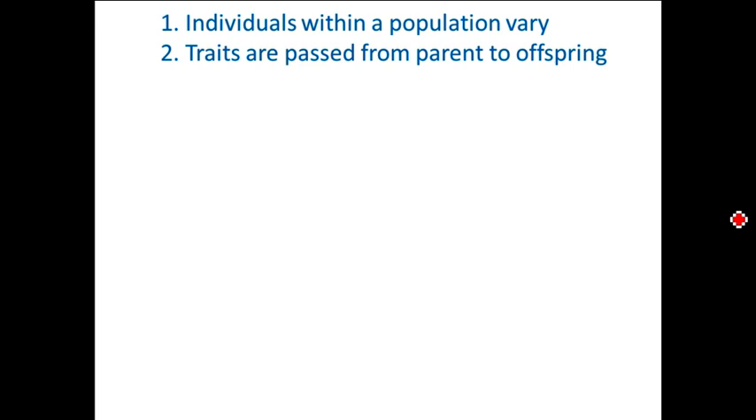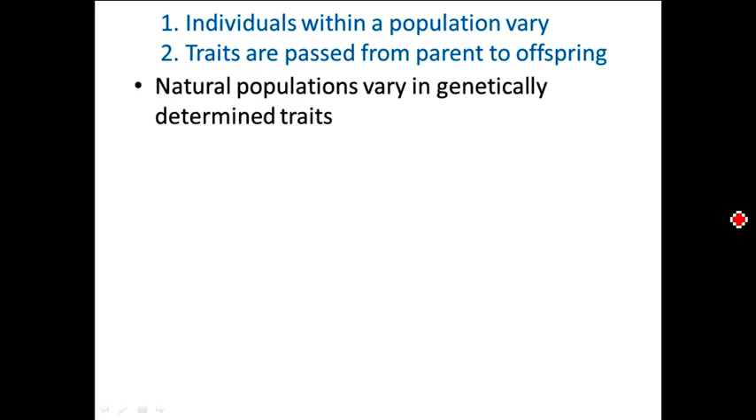Okay, let's deal with these first two first. So individuals within a population vary, and traits are passed from parent to offspring. Okay, another way of saying this is that natural populations vary in genetically determined traits. Now, when Darwin was thinking about this stuff, he did not know about DNA. He did not know about genes.